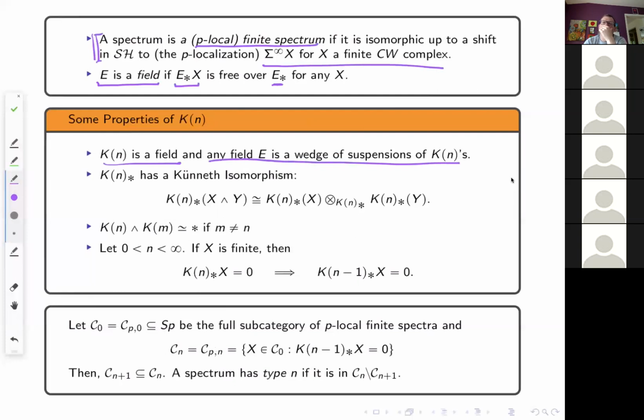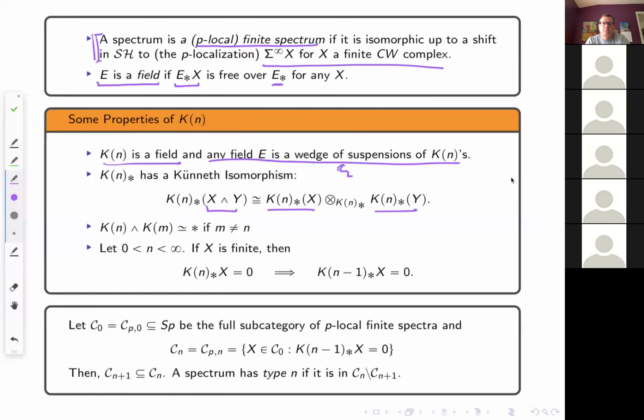Okay. So K(n) star has a Künneth isomorphism. So if you take the smash product of two spectra, then K(n) star of that is just the tensor product of the theories. Okay? And anything that has a Künneth isomorphism is a wedge of suspensions of the K(n)s. Okay, so these are the theories that have Künneth isomorphisms.